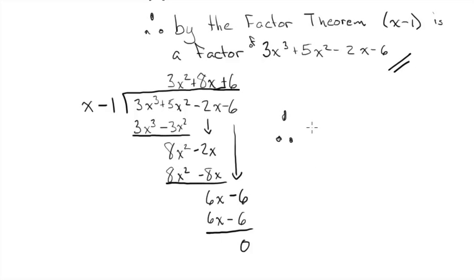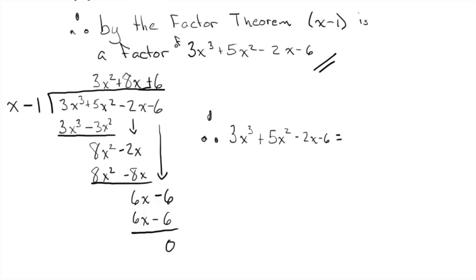Therefore, 3x cubed plus 5x squared minus 2x minus 6 is equal to x minus 1 times the quotient, 3x squared plus 8x plus 6. So this is what it means for this to be a factor of this. It means you could write this as a product of something else and get this. So that's what a factor means.